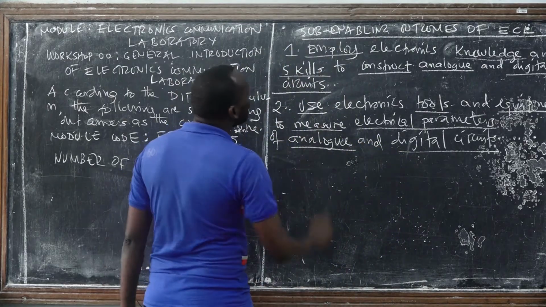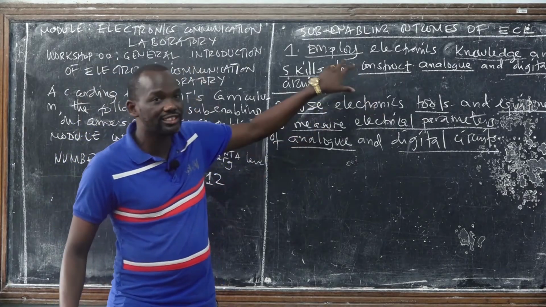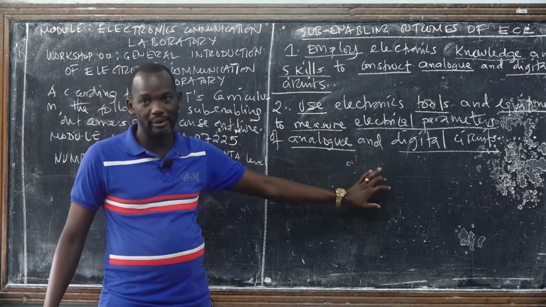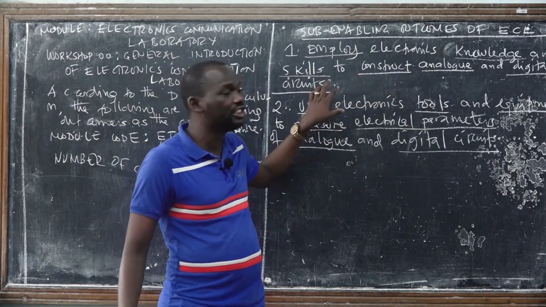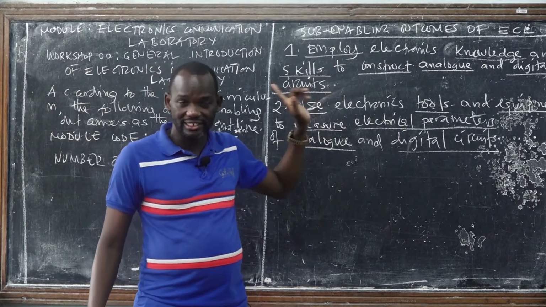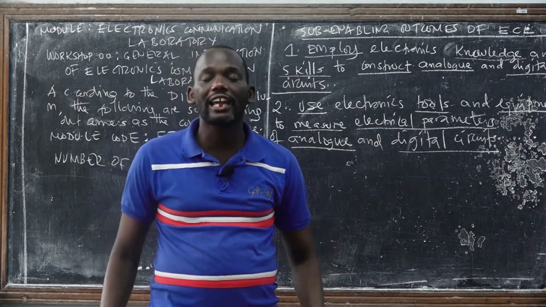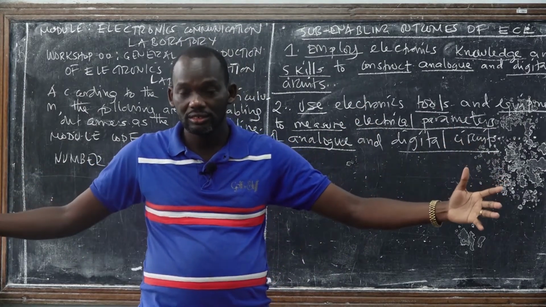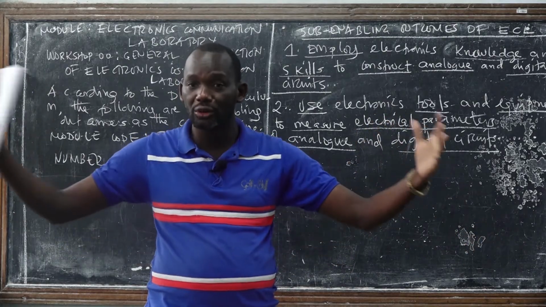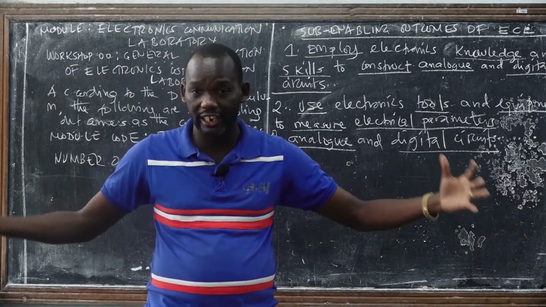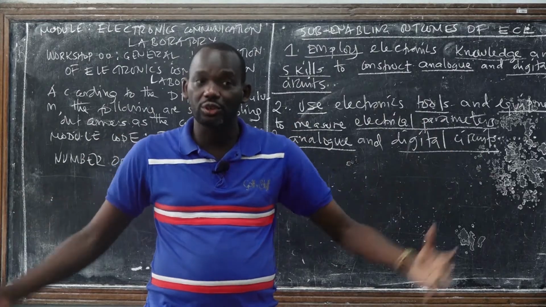Okay, so this is the third. You see that there is a relationship between the first sub-enabling outcome and the second sub-enabling outcome. In the first, you have to learn to construct analog and digital circuits. However, the sentence is still general. Why? When you say analog circuit, it is a broad field. In biomedical, we have analog circuits. In computer engineering, we have analog circuits. In electronics, in communication, and in mechatronics, we have analog circuits. So it is still broad.